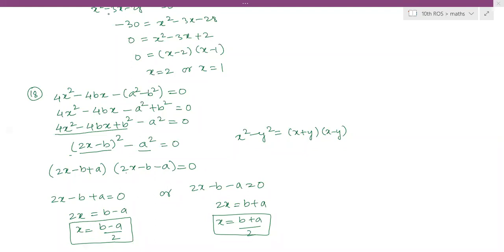This is the expansion of (2x minus b) whole square. 2x square is 4x square. Plus b square is b square, and minus 2ab, 2 into 2x into b is minus 4bx. So it is of the form a square minus 2ab plus b square. So 4x square is a square of 2x.